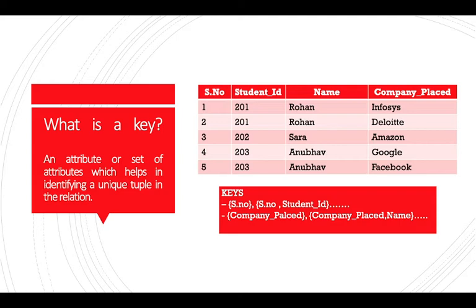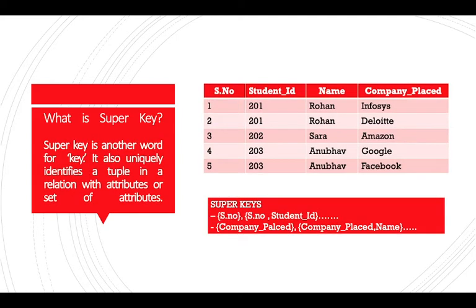Now we have different kinds of keys here. The first one that we are going to talk about is the super key. Super key is nothing, it is just another name for a key. So you can say key or super key, it means the same thing. It also uniquely identifies a tuple in a relation with an attribute or set of attributes. So key and super key are basically synonyms. There's no difference between them.